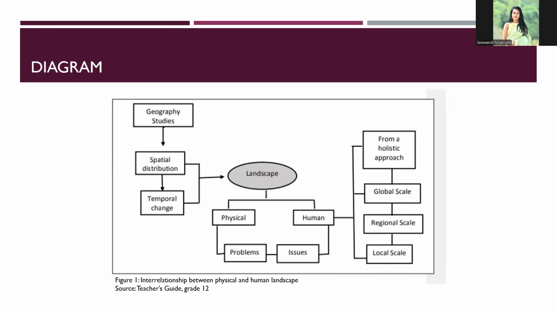Now you can see a diagram. The diagram also shows the interrelationship between the physical and human landscape. So in geography studies, spatial distribution and the temporal changes mainly in the landscape. So that landscape's major components are the physical and the human things. Those physical and human things make the problems and the issues on the landscape.